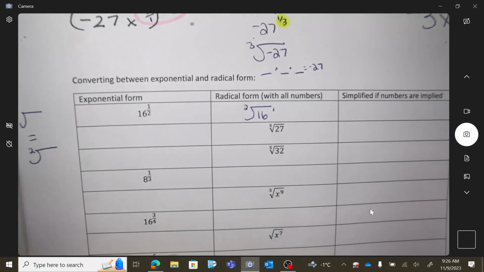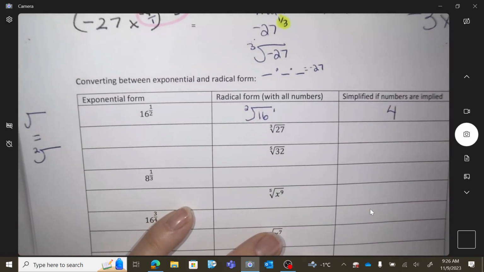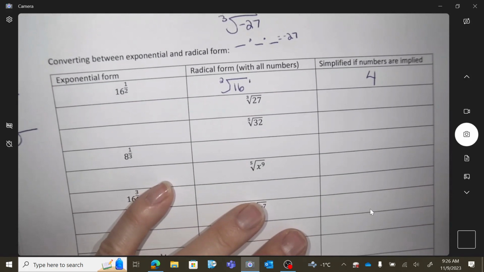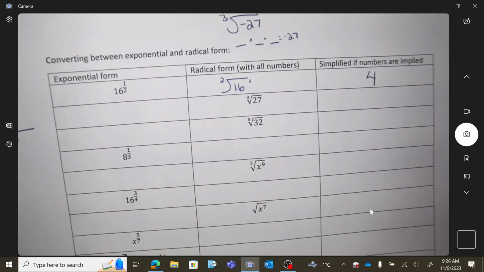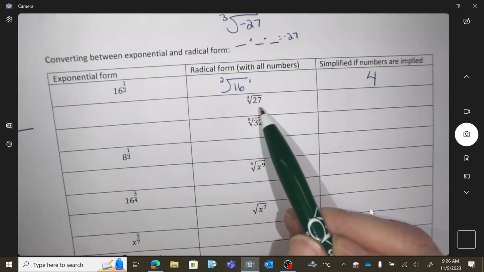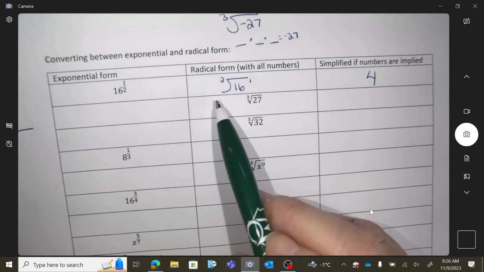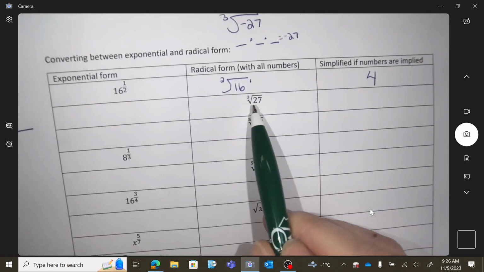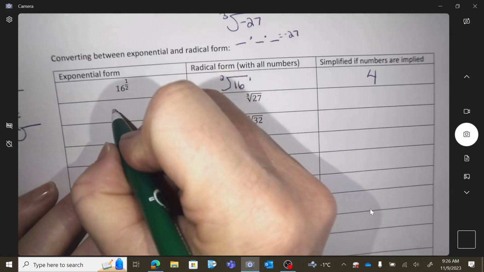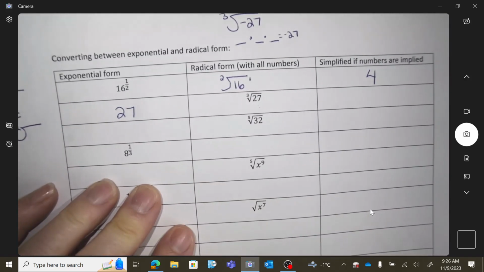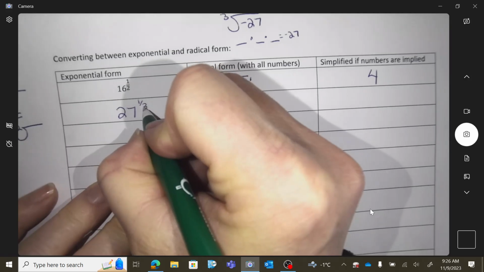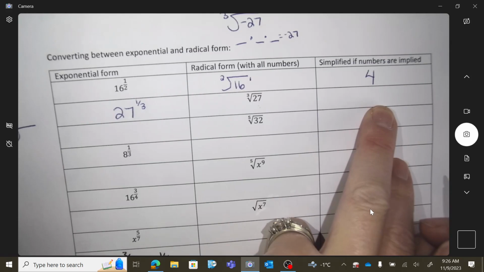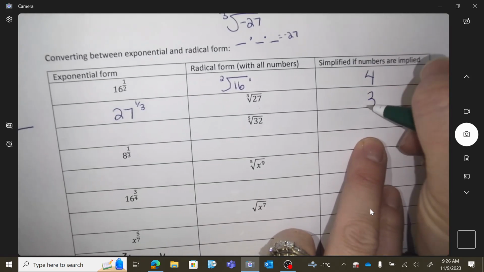So then what is the square root of 16? 4. Okay, so how do I change this radical into an exponent? So the cubed root of 27 is the same as doing a 27 to the 1/3. And then if I could simplify that, what is the cubed root of 27? 3.